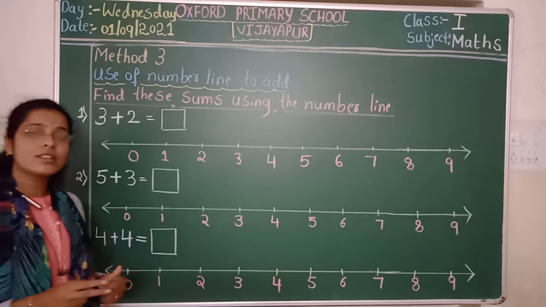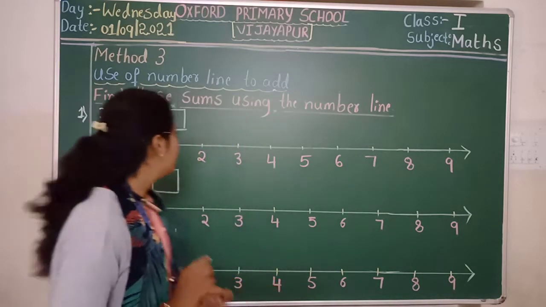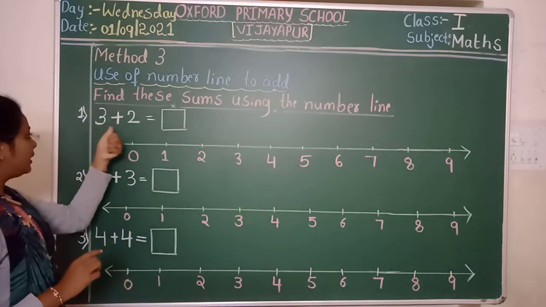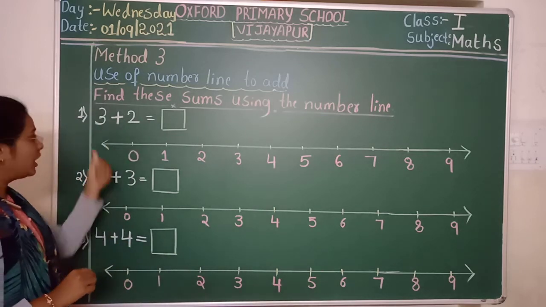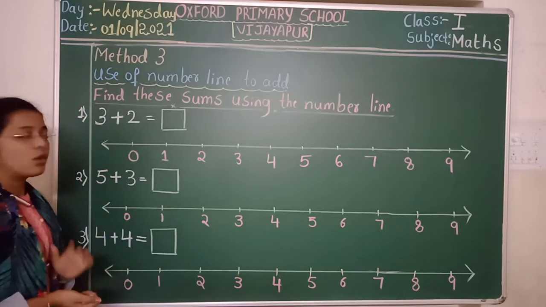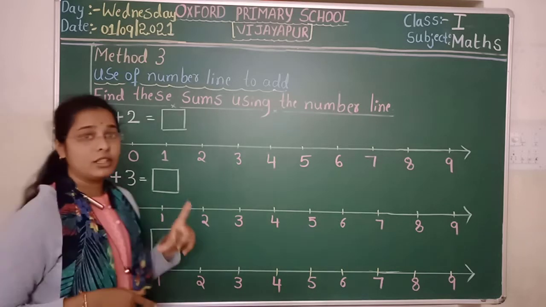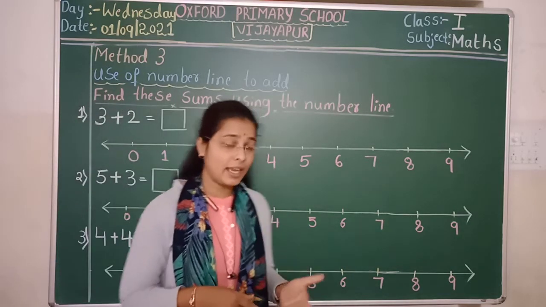Starting 3 examples I will teach you on the board. Just concentrate on the board. First question, what we are having? 3 plus 2. Okay. 3 plus 2 is equal to, they ask. First what we have to do? With the help of a scale, a ruler. We may call it a ruler, otherwise scale.